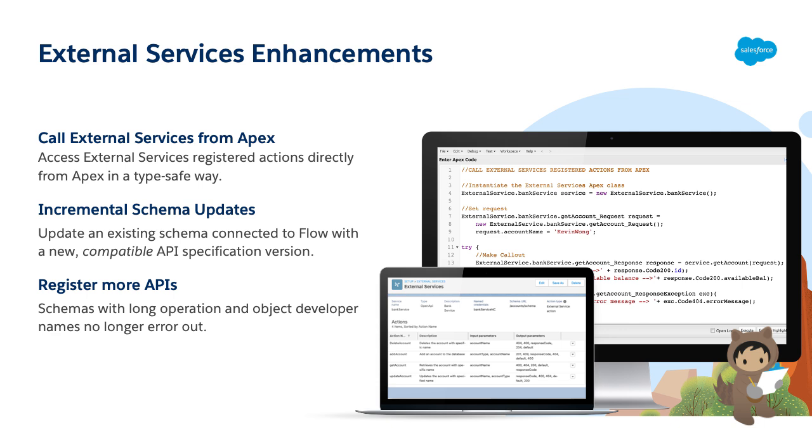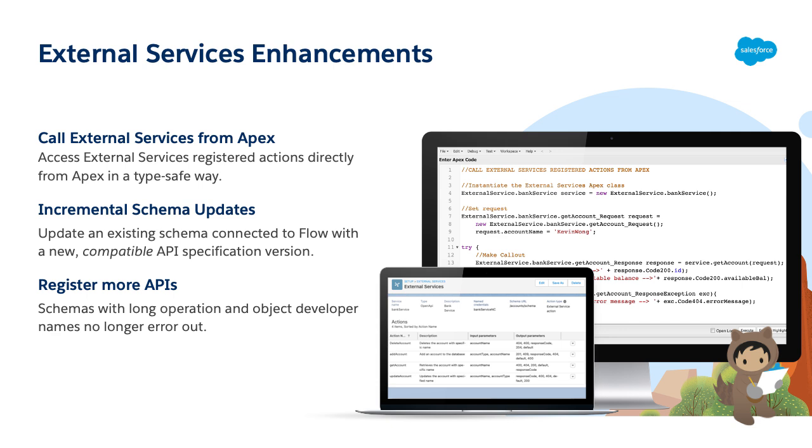In addition, we've relaxed some of the considerations that needed to be taken into account when making schema updates to your existing external services registrations. That is, if a registration is in use by Flow, you can now update it with a new, compatible API specification version. In the past, you couldn't update a registered schema that was in use by Flow. We've also addressed some underlying platform limitations that previously resulted in errors being thrown when attempting to register schemas that featured lengthy operation and object developer names. This enables you to register even more APIs with less friction.